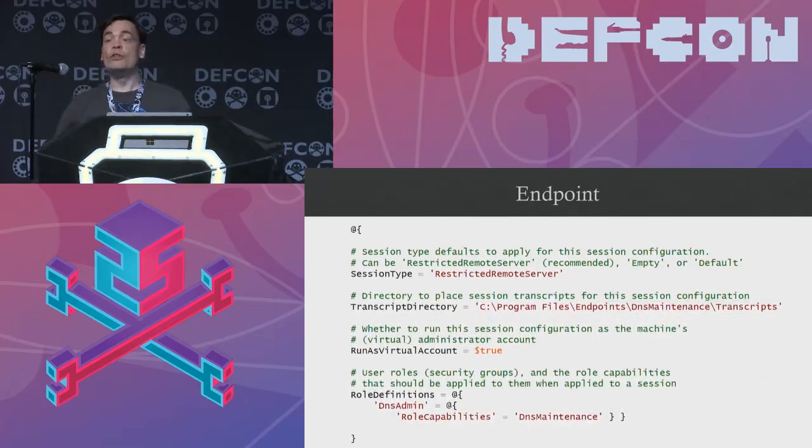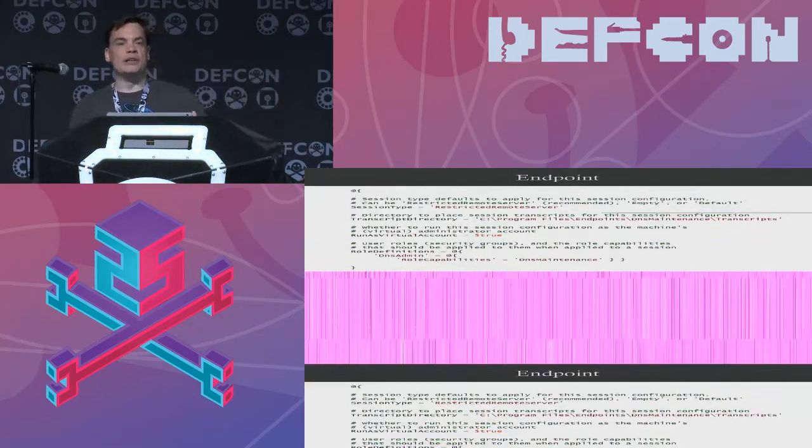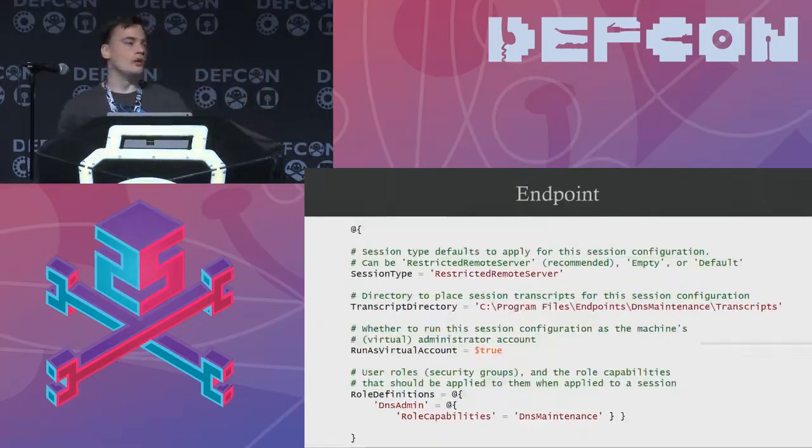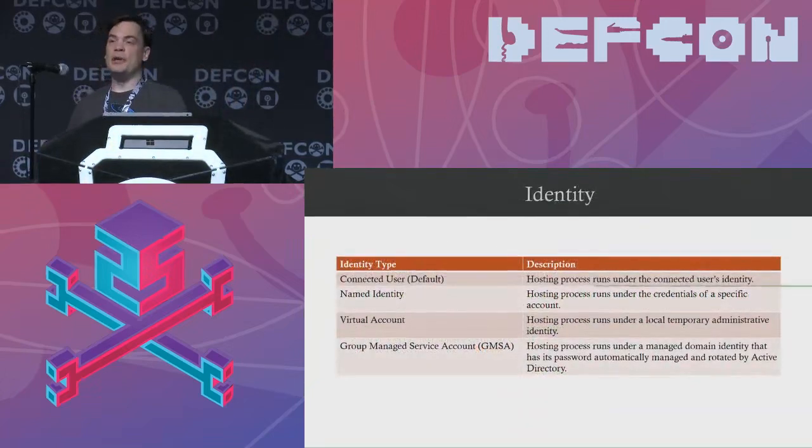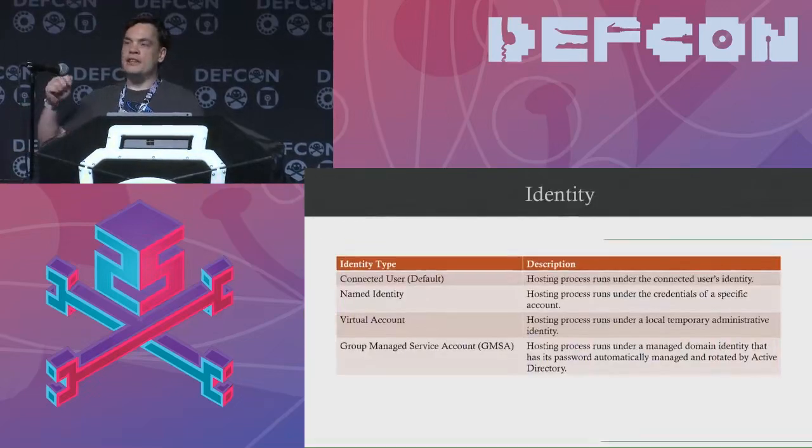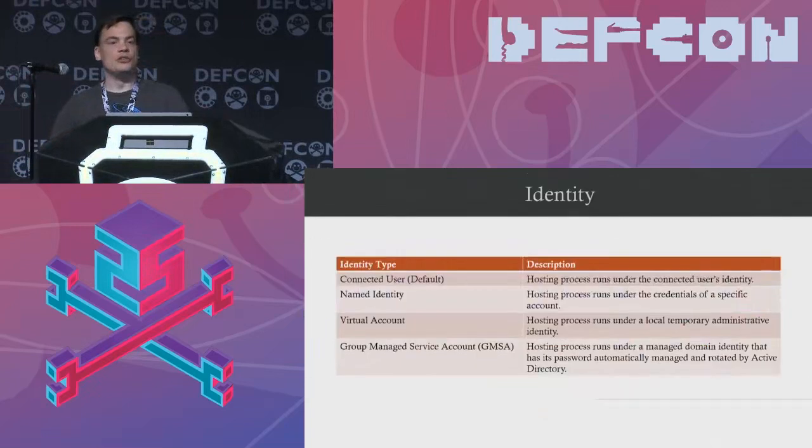And then you configure the role definitions. This is me saying that when the DNS admin connects, which can be either a principal or a group, they get the role capabilities of, let's say, DNS maintenance. And that's really just a reference to what you saw in that last slide. Identity is the big one here. By default, when you connect up with PowerShell, the identity that you use is the connecting user. So when Lee connects up to a machine, that process runs as Lee.